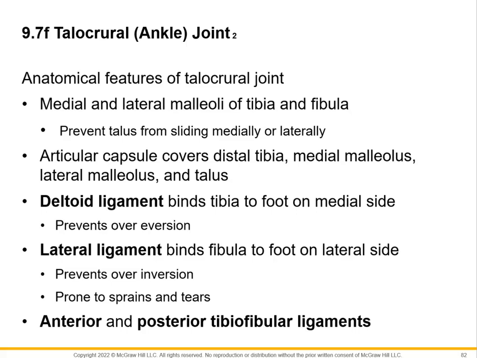On the medial side, you have the deltoid ligament that binds the tibia to the foot, and this is going to prevent over-eversion. And then on the lateral side, you have the lateral ligament that binds the fibula to the foot, and this prevents over-inversion. The lateral ligament is particularly prone to sprains and tears. And then you have the anterior and posterior tibiofibular ligaments.